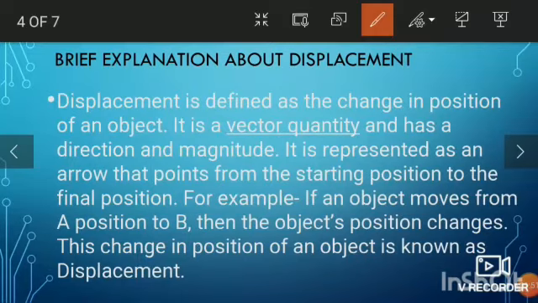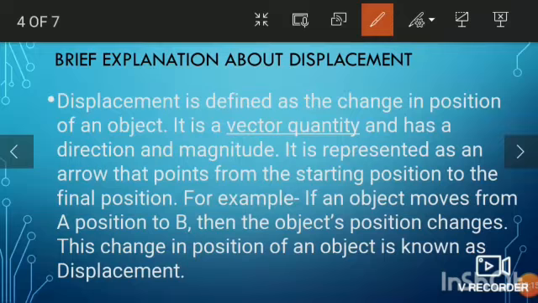Okay, displacement is defined as the change in position of an object. It is a vector quantity. What is it? It's a vector quantity and has direction and magnitude. It has what? Direction and magnitude in displacement. Okay, it is represented as an arrow that points from the starting point to the final position.